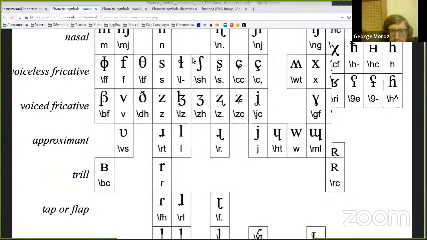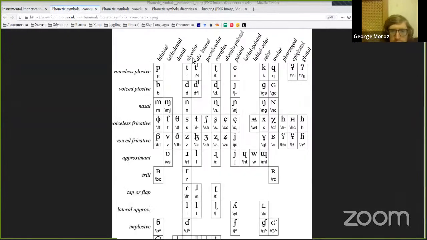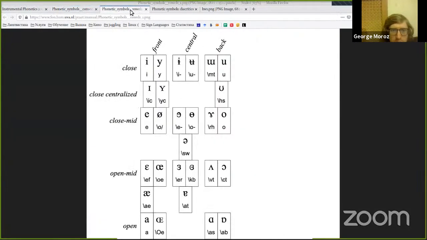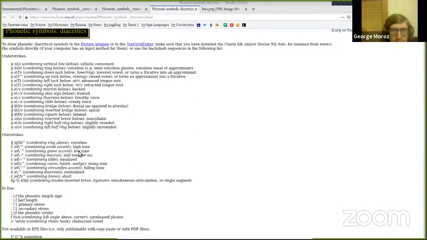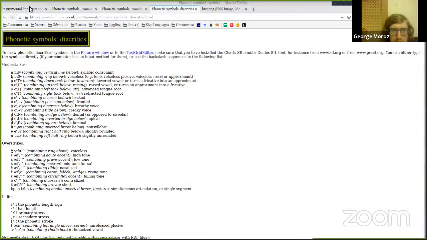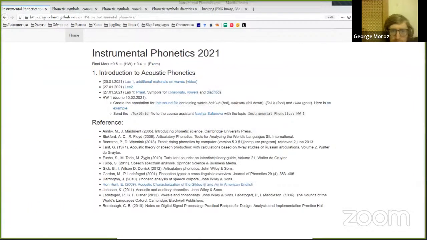So you have these IPA charts here. This is for consonants, for vowels, for some diacritics. So just know about it. Do you have any questions?